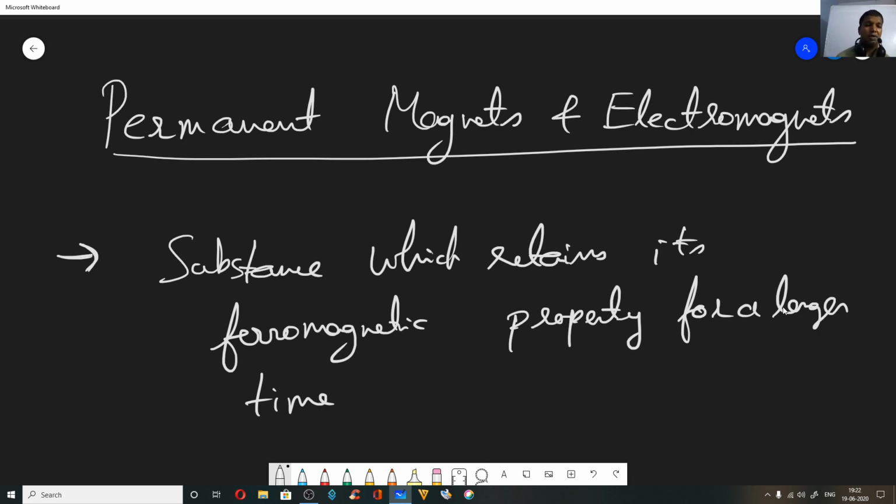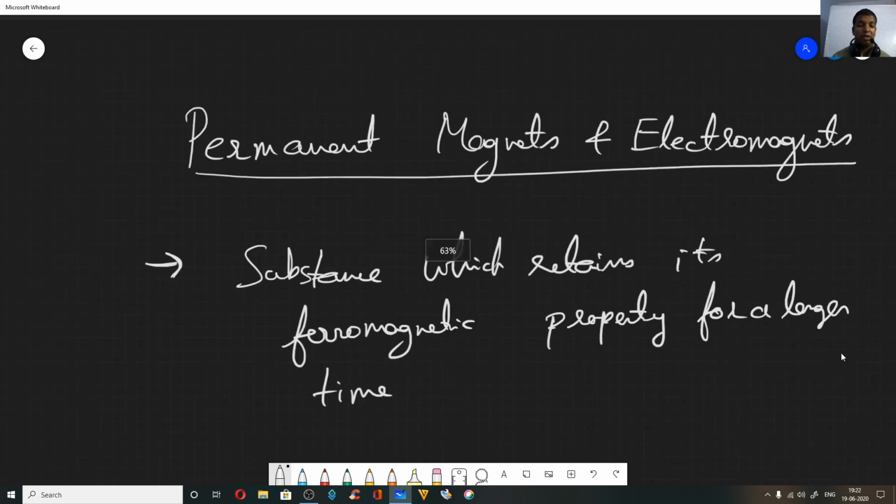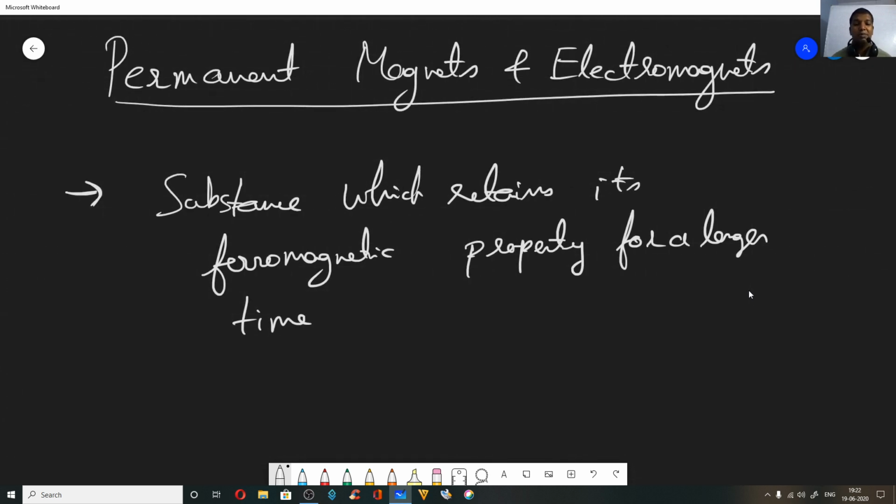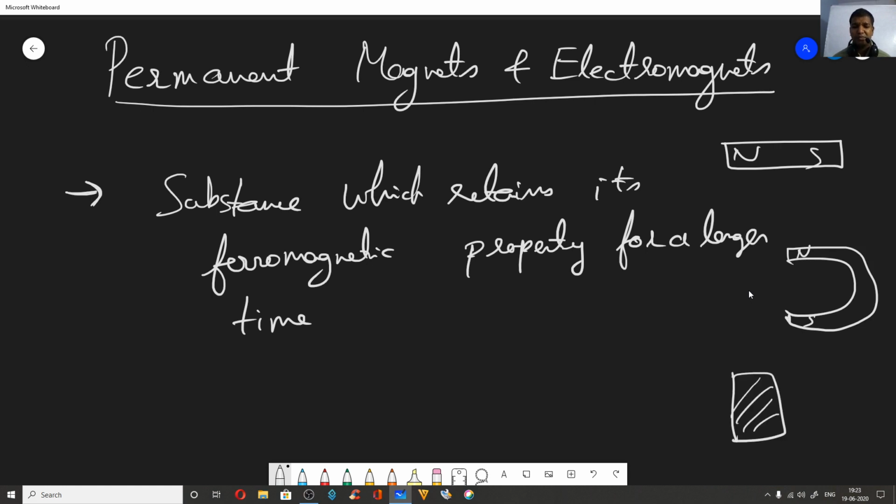A good example is the normal magnet you get in your stationery shops. If you ask for a magnet set, you will get a bar magnet, then a horseshoe magnet, with north and south poles. Then you will get one cuboid, like a small chip, and a cylindrical magnet that looks like a coin. This set is available for somewhere around 30 to 50 rupees.